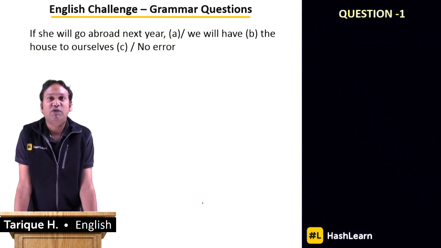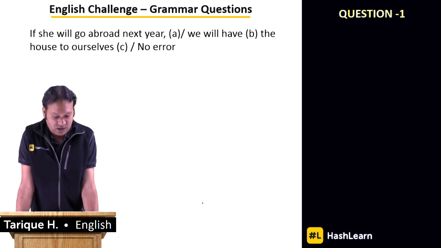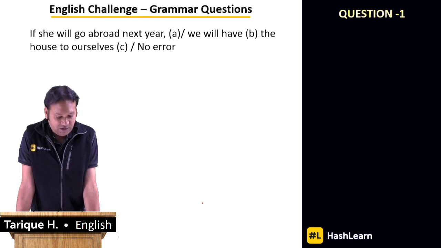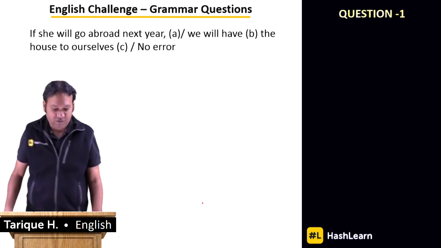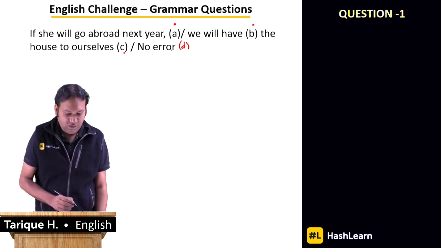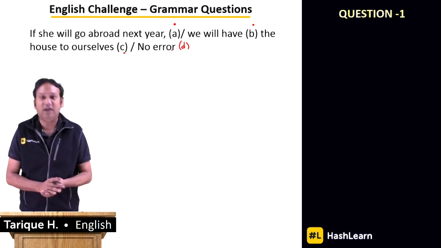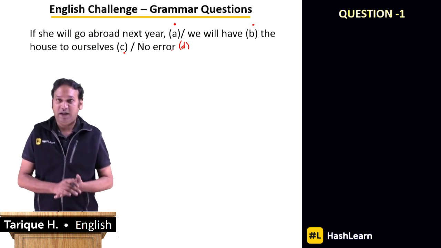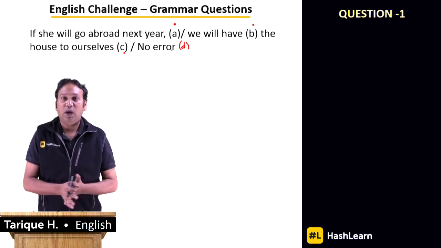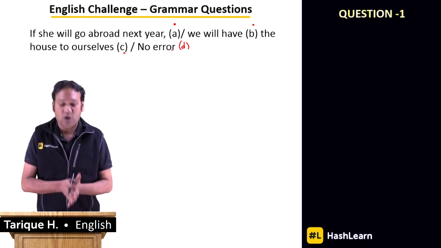Look at the question. I'll give you some time to solve, and this is a spot the error question from grammar. So we have a question which has four parts. A is the one part, then we have B and C, and the fourth one is D. You have to find out which part of the sentence is incorrect, and you have to post that part in the comment section. So while watching the video, you can post the answer in the comment section.